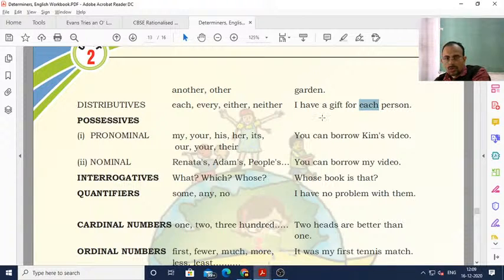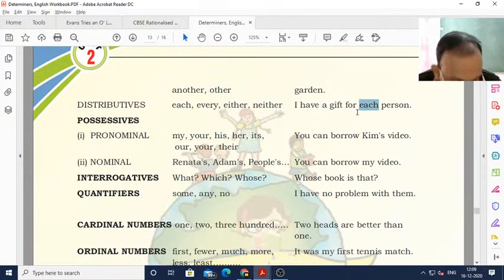So determiners, like adjectives, are followed by nouns, but with a difference. Determiners will not describe the noun, they will just point to the number, quantity, of the noun, whereas adjectives always describe the nouns. That is the difference between adjectives and determiners. Otherwise both are used before a noun, and adjectives in some cases are used in isolation also.